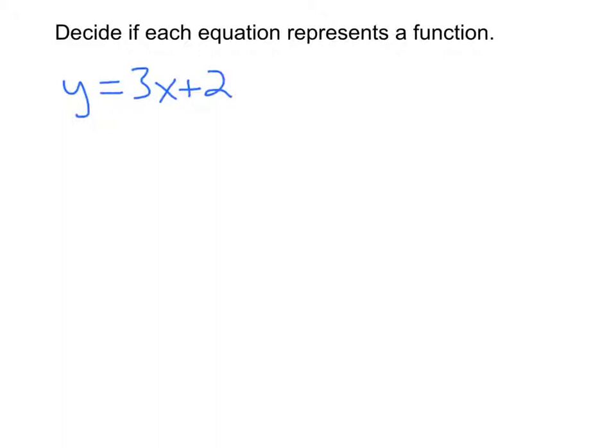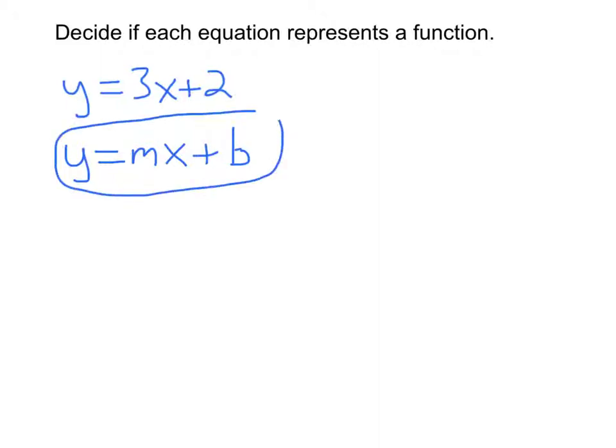Now it's definitely worth pointing out here that this last example was of the form y equals mx plus b. And we know that that represents a straight line. And in fact, anytime we have an equation that's in that form y equals mx plus b, that will come out to be a function. So this type of an equation, y equals mx plus b, is always a function. And we call that a linear function.